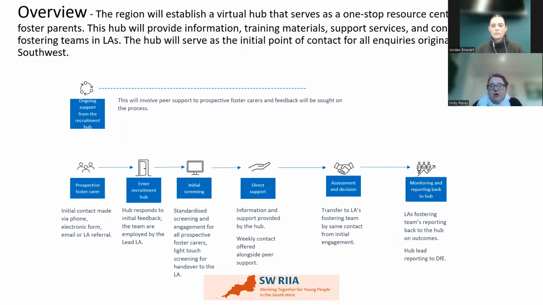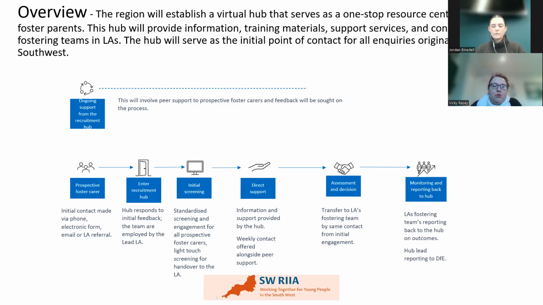So here's our rough design for our hub. Particularly if you look at the first 3 icons on there, where we have a prospective foster carer coming through, they enter the recruitment hub and the recruitment hub supports in an initial screening. That's the piece of work that our recruitment hub will complete. At that point, it will be referred back to the local authorities and then they can follow it up as an application and work with those prospective foster carers to bring them into that local authority family.